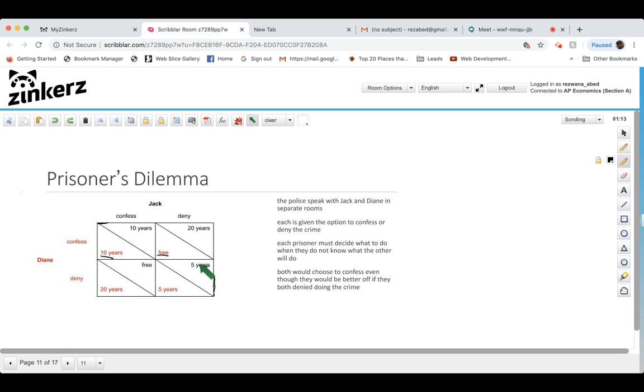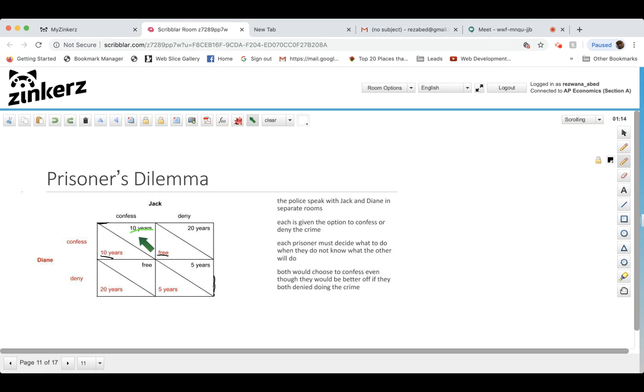Now let's switch perspective and take a look at it from Jack's point of view. For Jack, he has the option once again to either choose to confess or to deny. And it's not just about him. He's going to have to consider what Diane might do. So if he thinks that Diane is going to choose to confess, what is his best option?